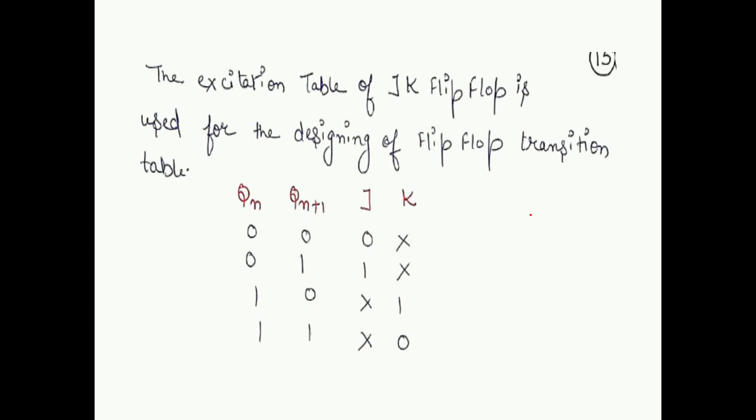Now I'm going to talk about the next step, step number 3. Before that, just a quick revision about the excitation truth table of JK flip-flop, because we will be using the same for the implementation of step number 3. The excitation table of JK flip-flop is Qn, Qn plus 1: 00, 01, 10, 11. The value of JK will be 0X, 1X, X1, X0. This is also known as transition truth table.